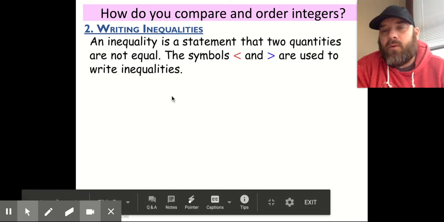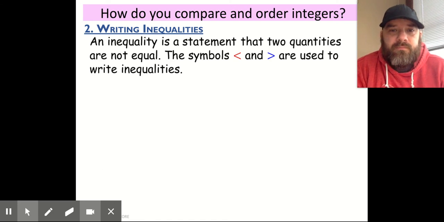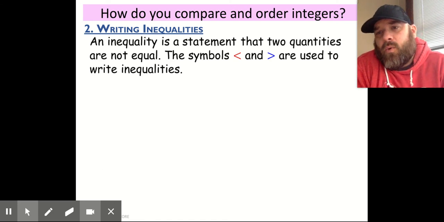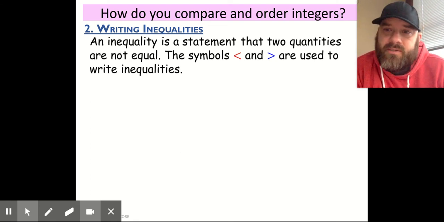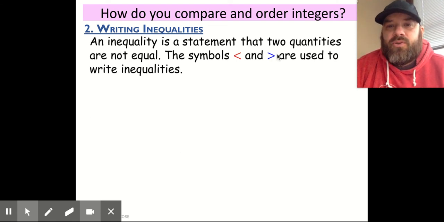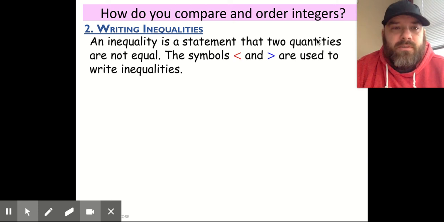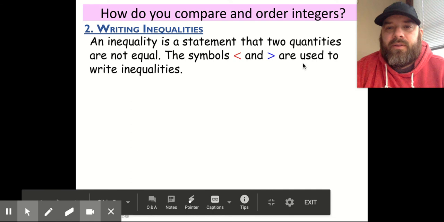So now we're going to start looking at what we were just talking about and comparing them to inequalities. You've seen this before. This is greater than and less than symbols. And that's what inequalities are. We're showing things that are not equal. So it's just math symbols and language to show comparisons between two values. So an inequality is a statement that two quantities or numbers are not equal. So the symbols less than and greater than are used to write inequalities.